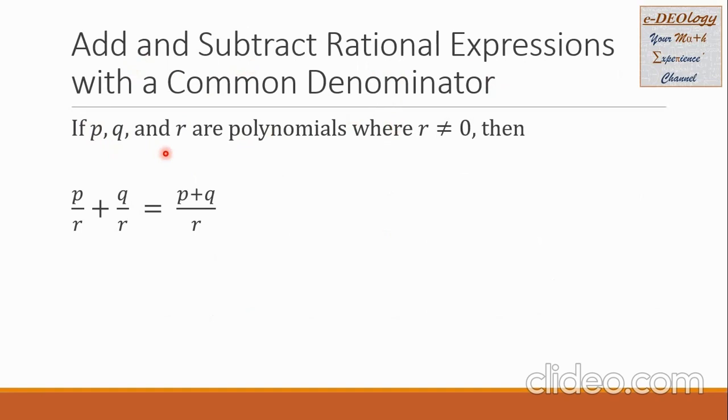If P, Q, and R are polynomials, where R is not equal to 0, then the rational expression P over R plus Q over R, take note, the denominators are common, and this is equal to the sum of P and Q, the numerators, all over the common denominator R. Also, when we have P over R minus Q over R, this is equal to the numerator P minus Q all over the common denominator R.